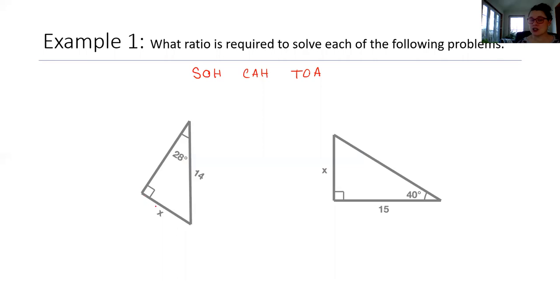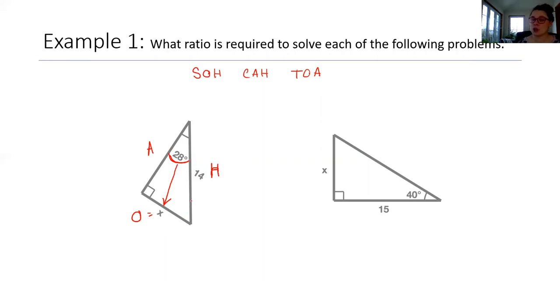So for this particular triangle, we want to figure out which ratio we need. In order to do that, we need to label our sides. This 28-degree angle is our subject angle. If we go directly across from it, we hit X. That must mean this is the opposite side. Next to it, we have the adjacent side. And then over here, we have our hypotenuse.